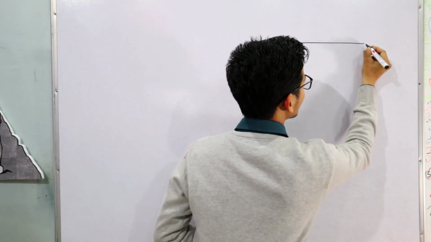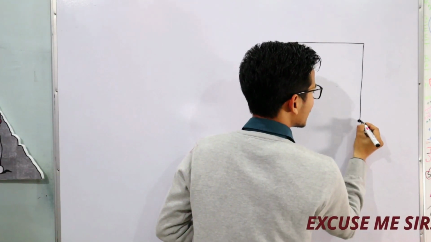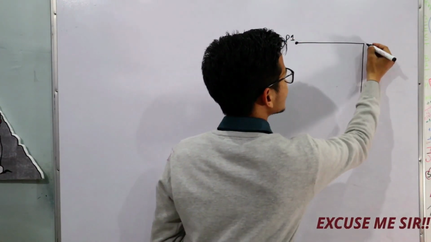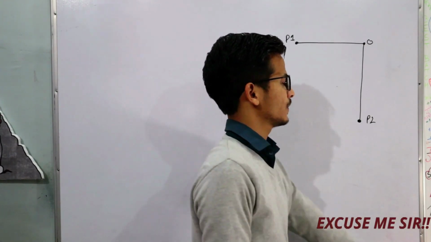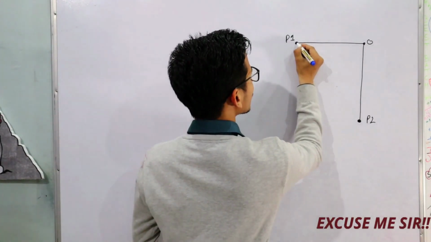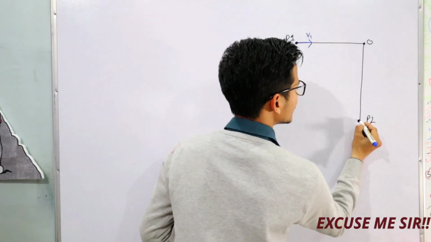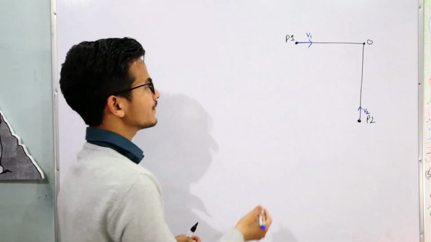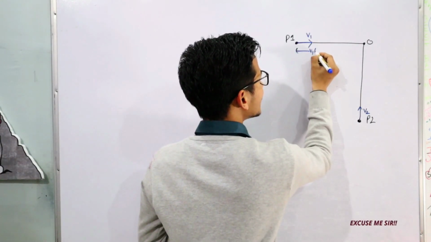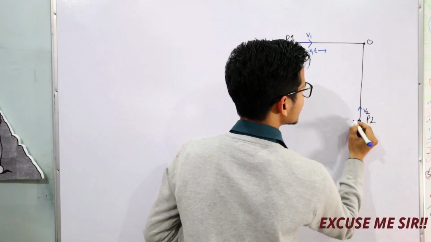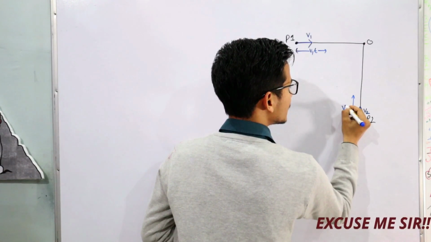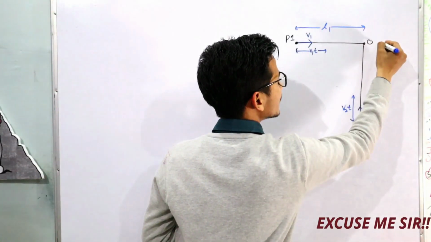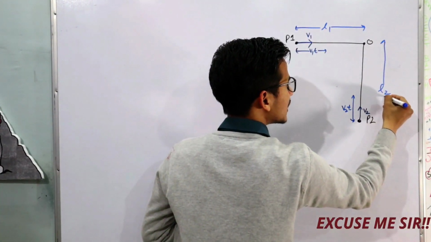This is your particle number 1. This is your particle number 2. This is the point of intersection O. Particle 1 is moving with velocity v1 and particle 2 is moving with velocity v2. After a certain interval of time, they will cover the distances v1t and v2t. The distance from here to here is L1 and from here to here is L2.